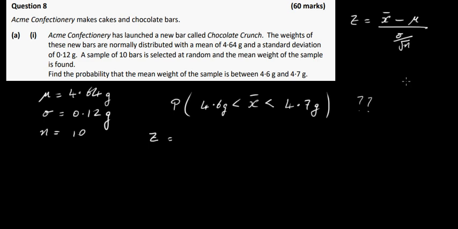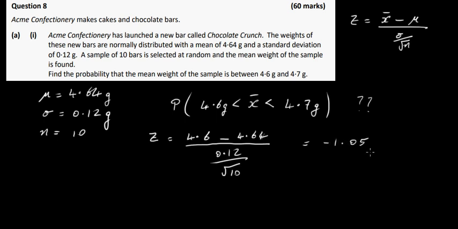over root n. So we have an X bar here, or this value here, if you like, of 4.6, minus our mean, which is 4.64. We've got to divide this by the standard error of the mean, which is our standard deviation, 0.12, divided by the square root of the sample size, which is square root of 10. Now when you work this out, you'll get minus 1.054, minus 1.05. We'll do it to 2 decimal places. That's the first one.